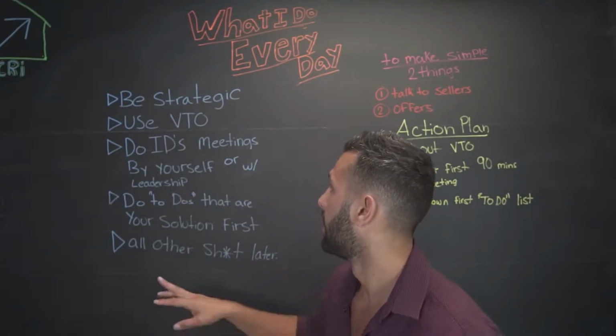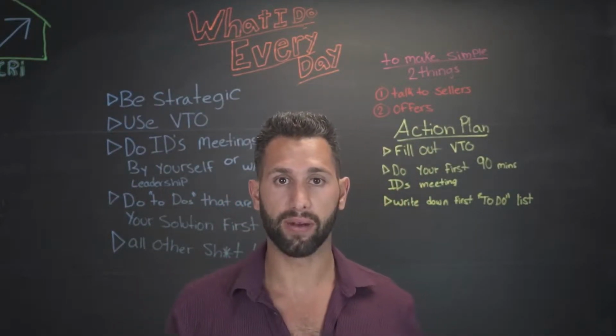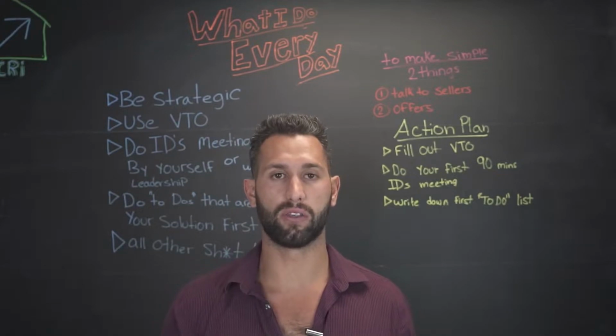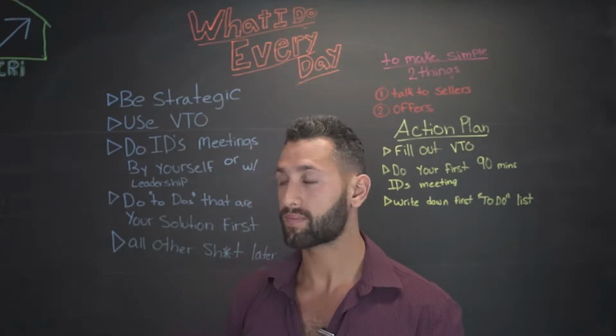You don't have to. Get the VTO, which I'm putting down here. You can click it. It's going to be part of your action plan. Just fill out the VTO the best you can, right? It doesn't have to be perfect. Just fill it out the best you can and just use it.